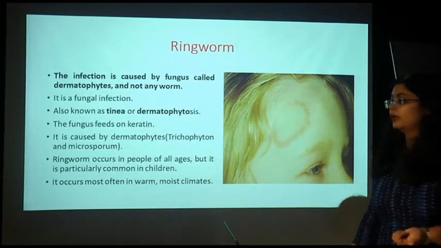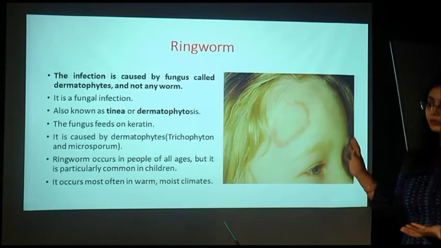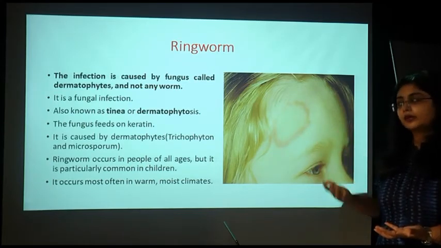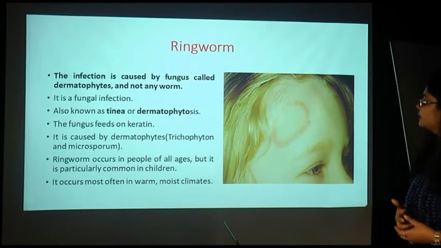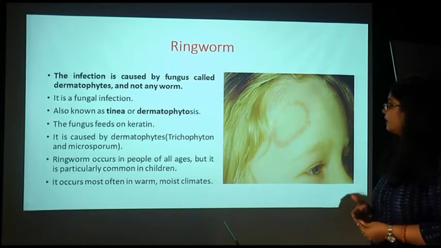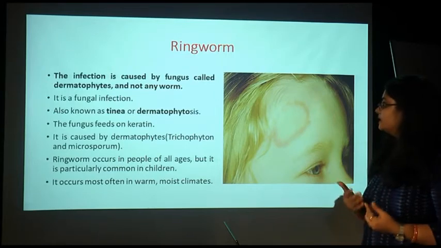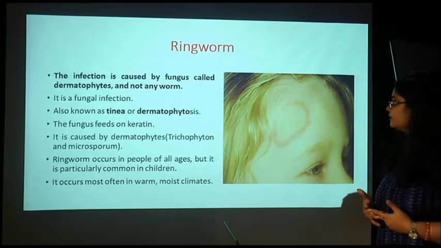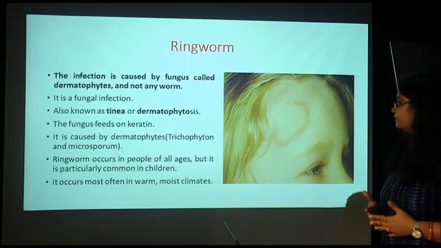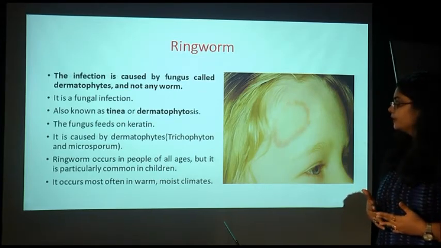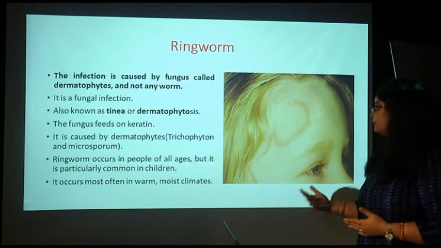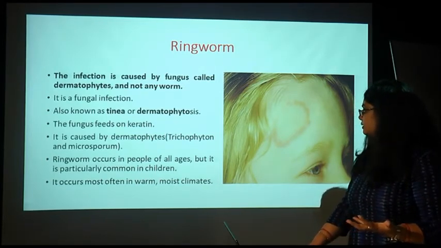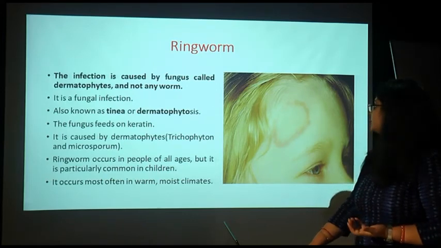Next comes ringworm. Now this should not be confused with a worm. Ringworms are actually fungal infections. These fungi are called dermatophytes. The infection is also known as tinea or dermatophytosis. Now the fungus here feeds on keratin. Ringworm occurs in people of all ages, but is prevalent in children. It is often found in warm, moist climates.